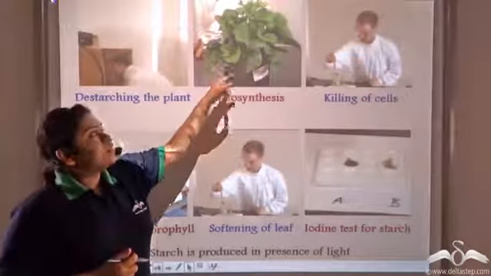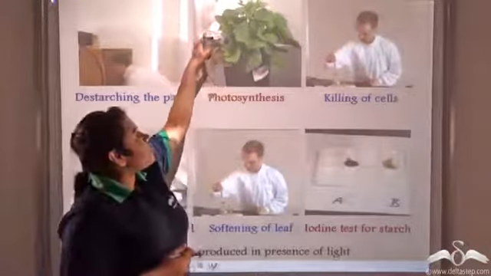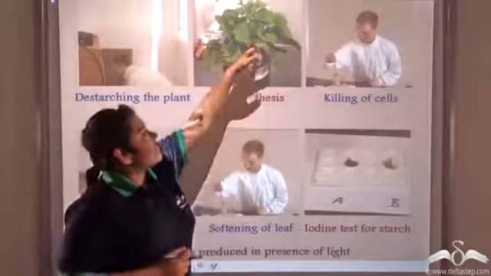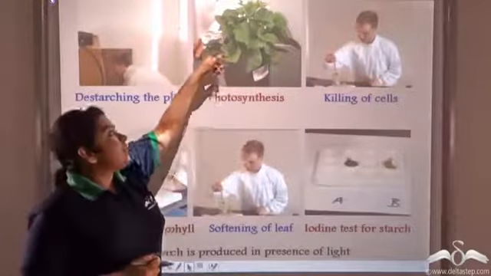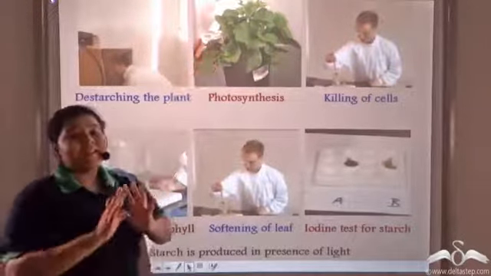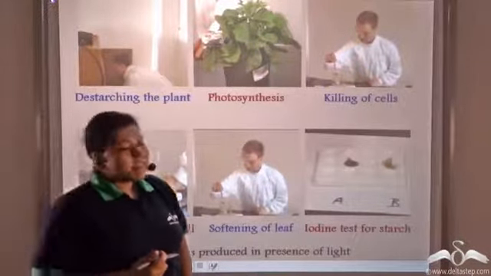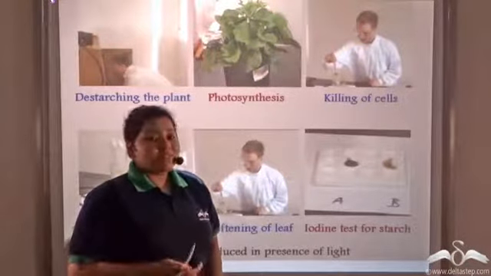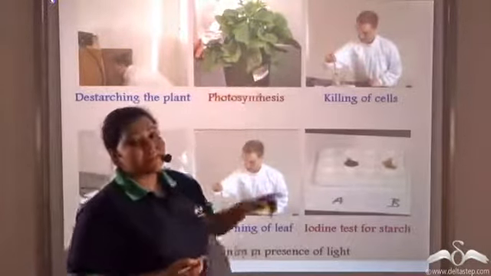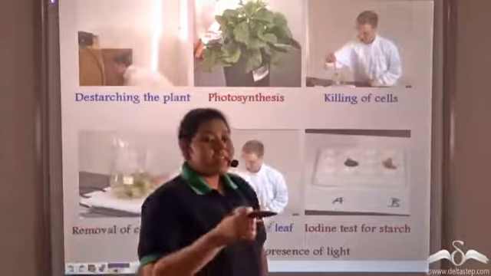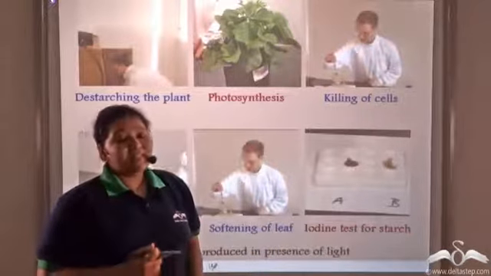Next, when the potted plant is kept outside in the light and only one leaf is foil wrapped, then these leaves which are exposed to sunlight will photosynthesize. But this leaf which is kept in the dark, that is wrapped by the foil, will not be able to photosynthesize. Next, we'll cut both the leaves. This leaf which was covered by the foil and a leaf which was exposed in the sunlight, we had taken both the leaves and we had placed them in boiling water to kill the cells.